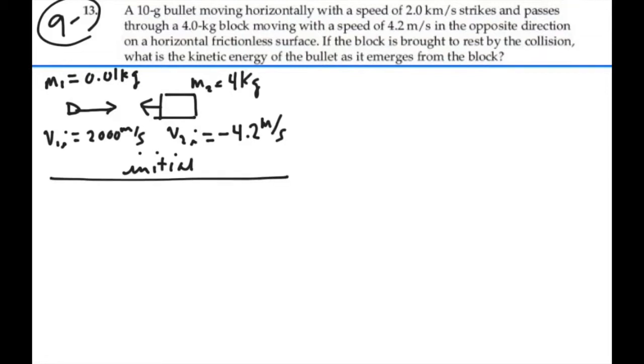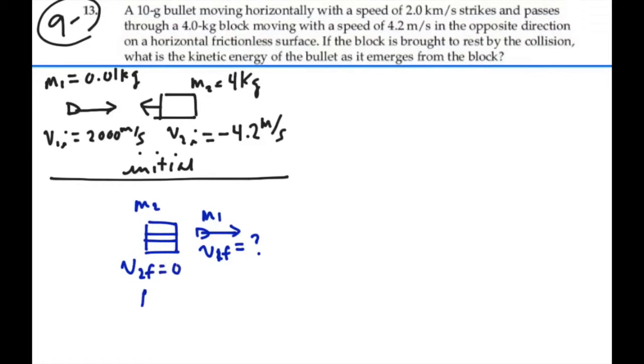Now, after the collision, the block comes to rest. It's got a hole in it, and the bullet has passed through the block. And v1 final, we don't know. That's what we want to find out, because we need to find the kinetic energy of the bullet based on that. But this is mass 1. Here's mass 2. v2 final is 0, because the block came to rest as a result of the collision. This is the way things look finally.